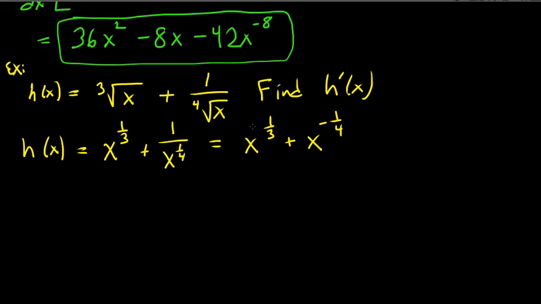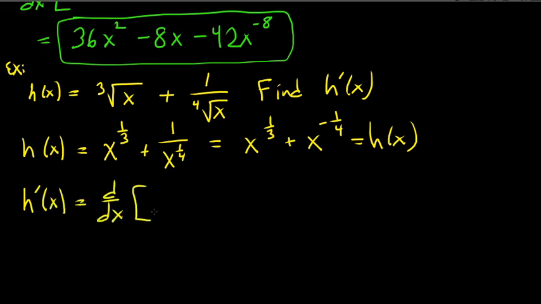Okay, so that's not the answer, right? That's the original function. We haven't taken the derivative yet. All we did was rewrite it so that now it should be easier to take the derivative, right? So now we can take the derivative of x to the 1/3 plus x to the negative 1/4.